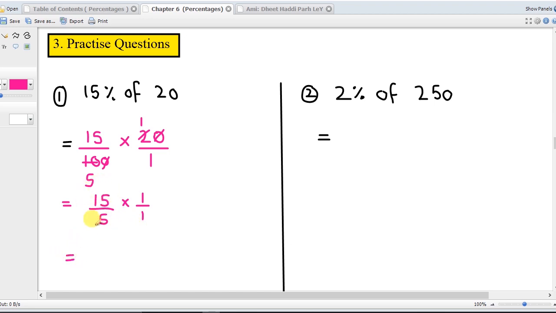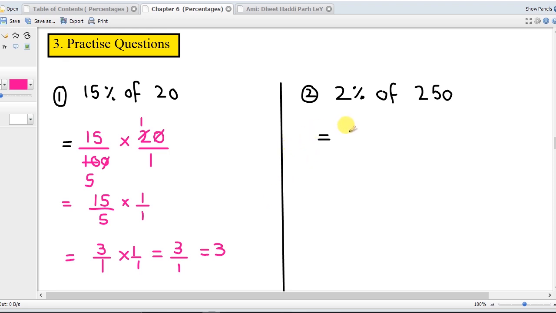So can this further be simplified? Yes, this fraction can be further simplified on the times table of 5. So we are getting 3 over 1 times 1 over 1. Now simply multiply these fractions, multiply numerators with numerators and denominator values with denominators. So this will be giving us 3 over 1, and our final answer is 3 over 1, or simply 3, right? So the 15% of number 20 is 3.